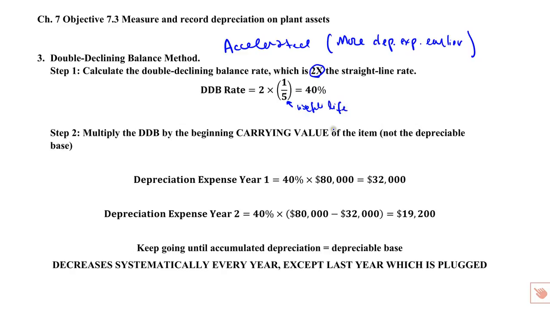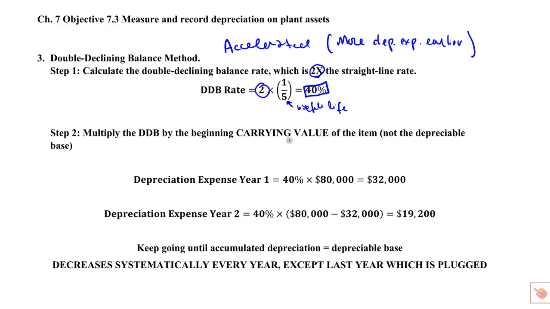So with the useful life, we were depreciating 20% per year. Now we multiply by 2, and it's 40% per year. That's the double declining balance rate. Now here's the big trick. The big trick is not getting the rate.